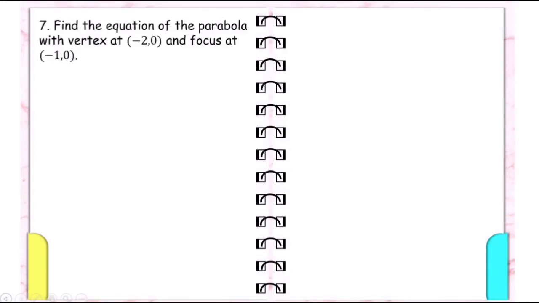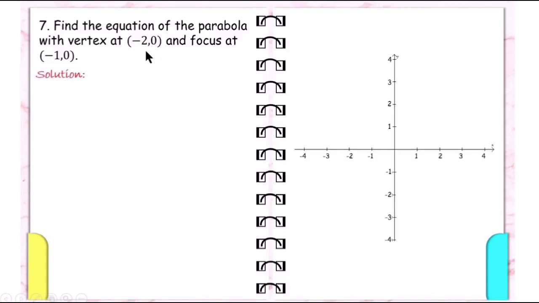Number 7. Find the equation of the parabola with vertex at negative 2, 0 and focus at negative 1, 0. Let us locate these points in the Cartesian plane. The vertex, negative 2, 0, is located here, while the focus, negative 1, 0, is located here. Now, to determine the opening of the parabola, remember that if the parabola opens upward, ito ang vertex at nasa loob ng parabola ang focus. The focus is above the vertex.